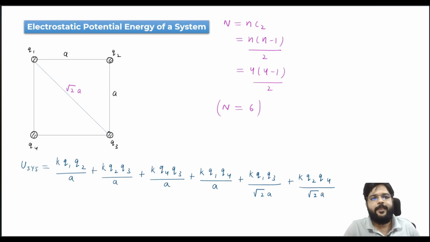So this thing we are getting. This is the potential energy of the system, everyone. Write it down, correct? And I hope it is clear how we can calculate the potential energy of the system. First of all, we need to see how many pairs are forming. We write the potential energy of each pair, and then we add them all, and we get the total energy of the system. So this is the procedure, everyone.